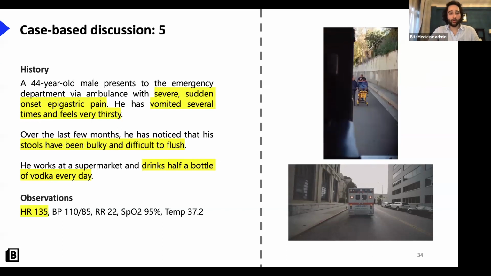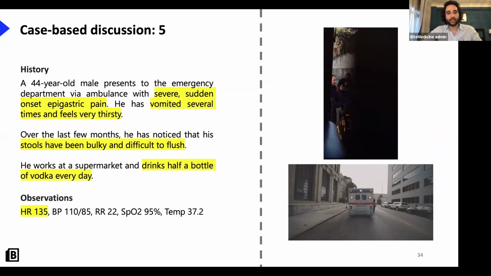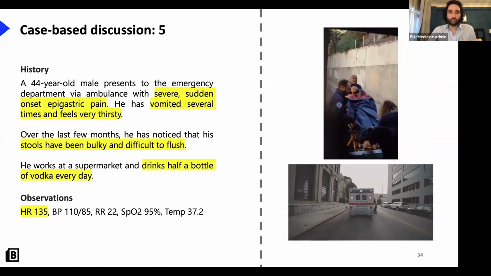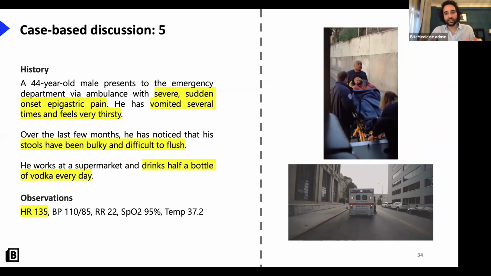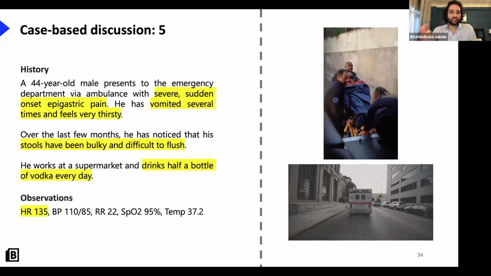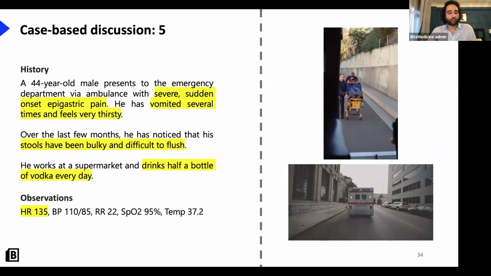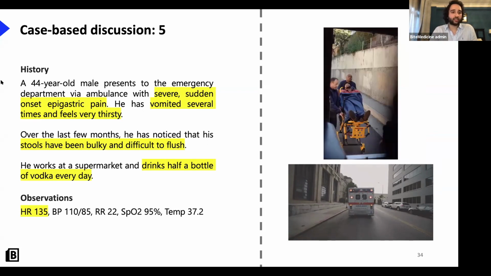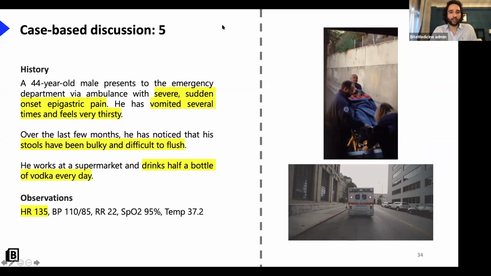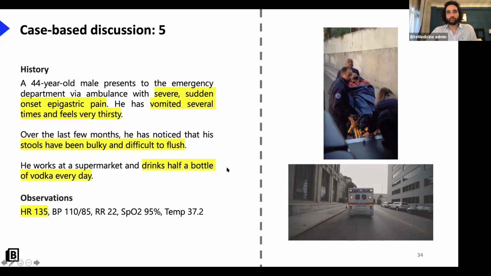more information, but they normally present like this: a severe sudden onset epigastric pain. If it's acute on chronic pancreatitis, they may have features of chronic pancreatitis on top of this. So the fact his stools have been bulky and difficult to flush suggests a chronic picture. Do we know what this is called here when the stools are bulky and difficult to flush? What is that called medically?